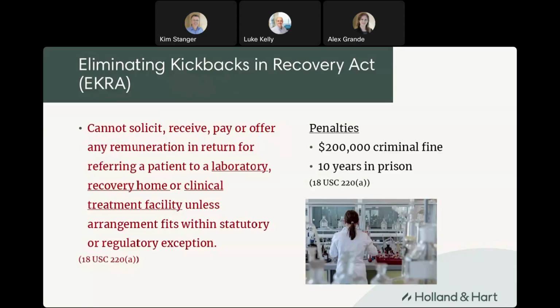That is not so with the Eliminating Kickbacks in Recovery Act. This is a separate statute known as EKRA. Under EKRA, it's like the anti-kickback statute, but in some ways it's broader and narrower at the same time. Like the anti-kickback statute, it prohibits soliciting, receiving, paying, or offering any remuneration in return for referring a patient, but it only applies to patients for laboratories, recovery homes, or clinical treatment facilities, unless the arrangement fits within a regulatory safe harbor. What happens if you violate this? Well, again, it's a felony. You can pay a $200,000 criminal fine or face up to 10 years in prison.